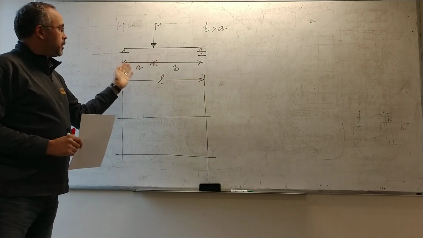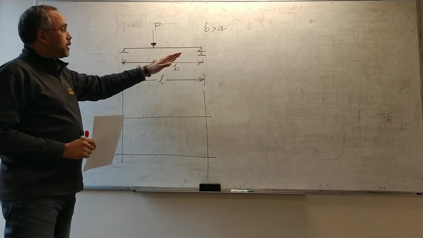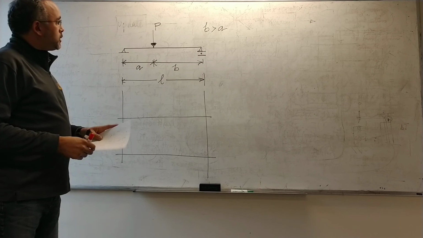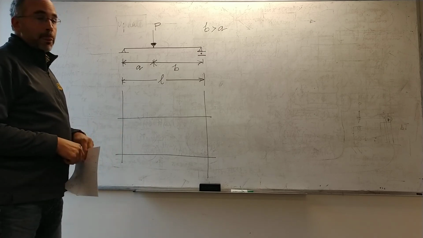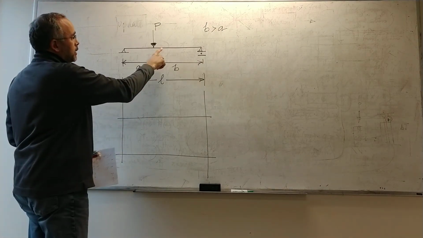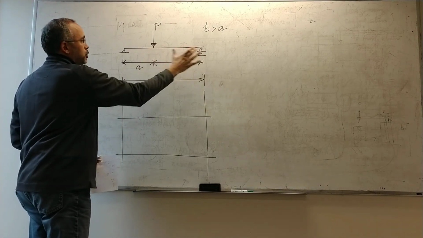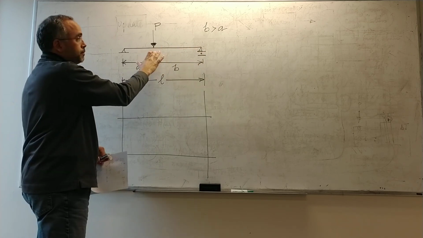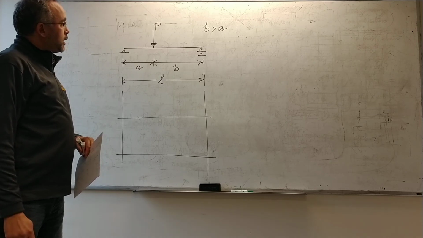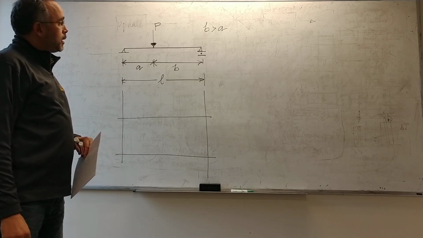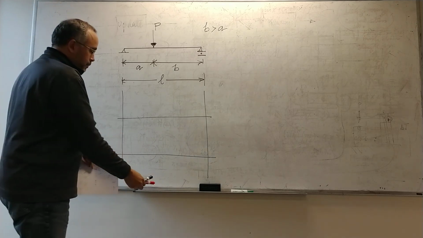Obviously, either A is greater than B or B is greater than A. Doesn't really matter. But let's say in this case, B is greater than A, and intuitively, that means that the maximum deflection is going to be between these 2 points. Right? Think about that for a little bit, but it has to be that way. But we're going to do the math and we're going to prove it.